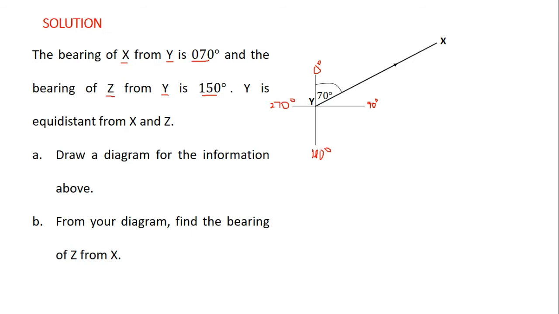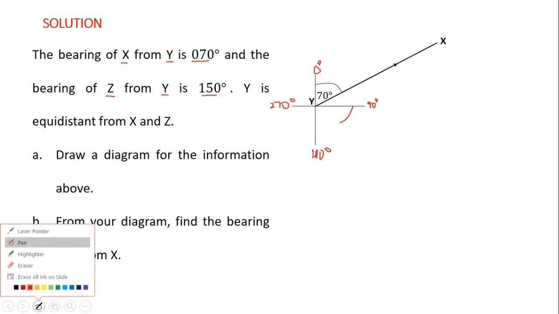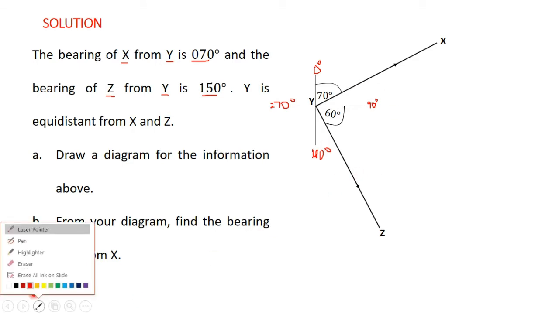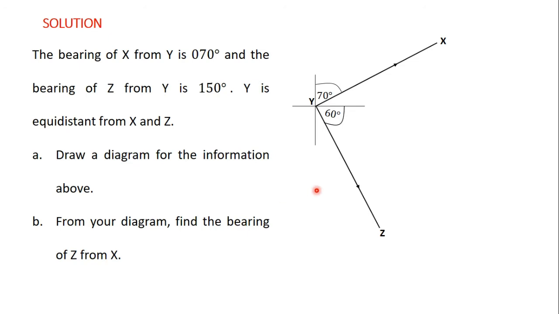So it means that we have to measure 60 degrees from 90 degrees in the clockwise direction. So we measure 60 degrees, then you draw our line through it, as we can see here. Then you indicate the ending point, which is z. So the bearing of x from y is 70 degrees and the bearing of z from y is 150 degrees has been illustrated on this diagram here. I'm going to clean all the ink since we are done with that now.